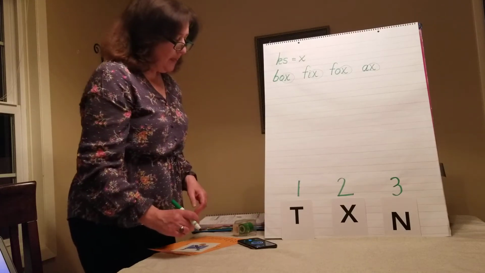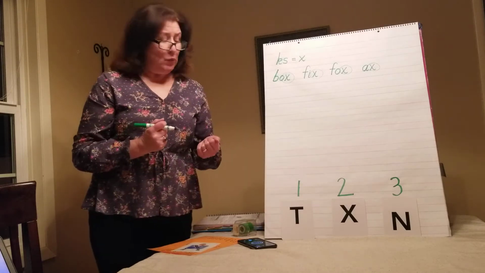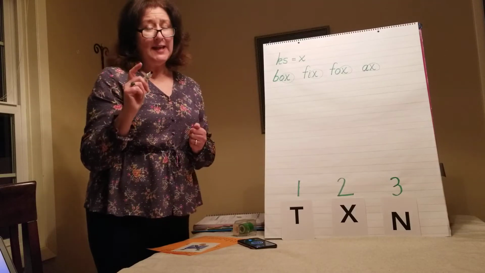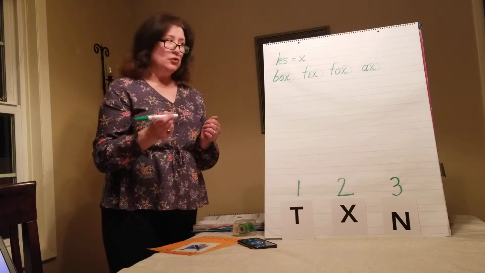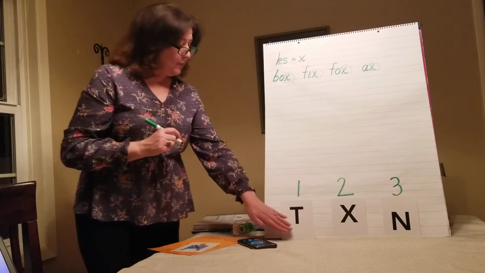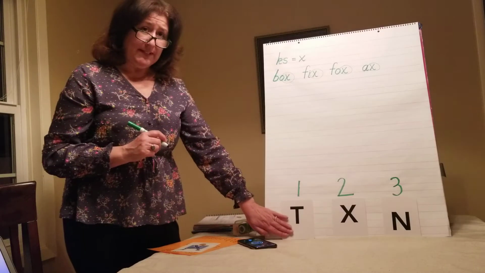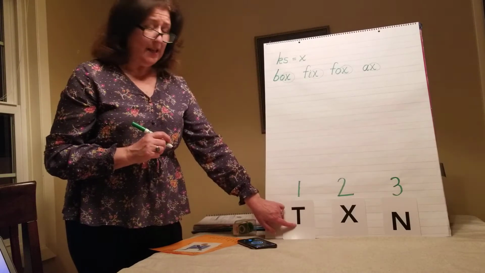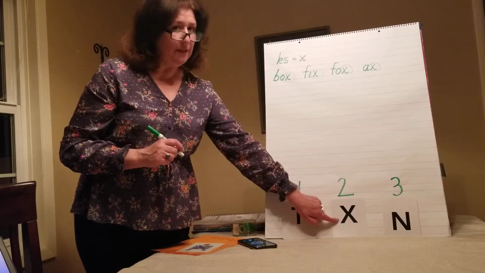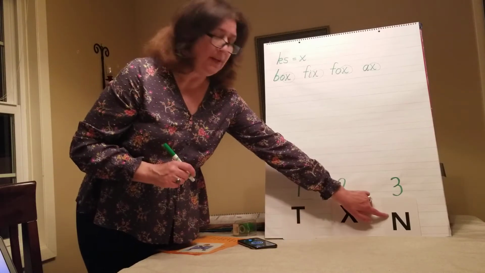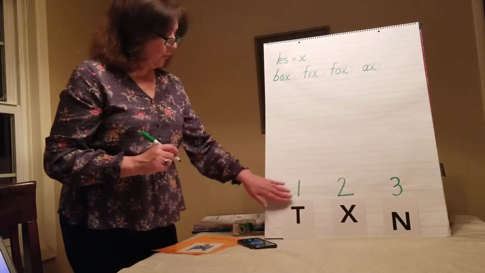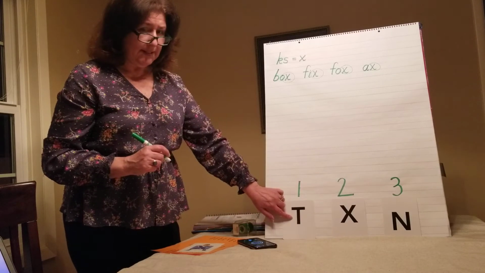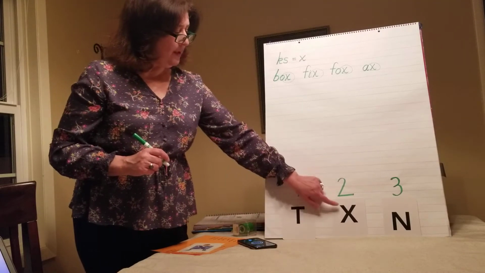And we're going to just do a little bit of a review because, like I said, the X sound of X usually comes at the end of a word. So I have 3 letters here that we've studied. I have the capital T, the capital X for Mr. X-Ray, and the capital N. Okay? Door number 1 has T. Door number 2 has X.